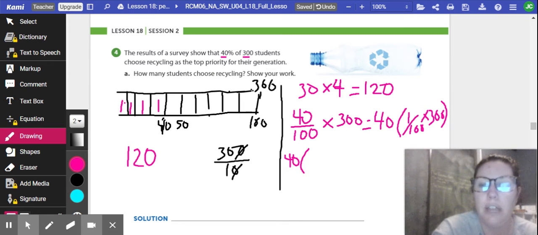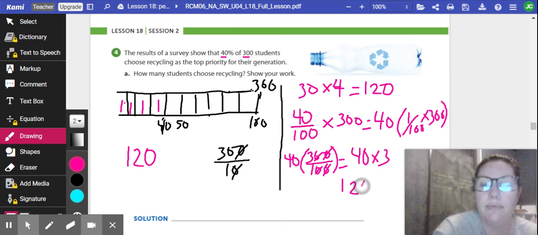Okay, and then that's the same thing as 40, I keep it pulled out, times 300 over 100. And then I can cancel out my zeros, which is the same thing as 40 times 3, and we get 120.